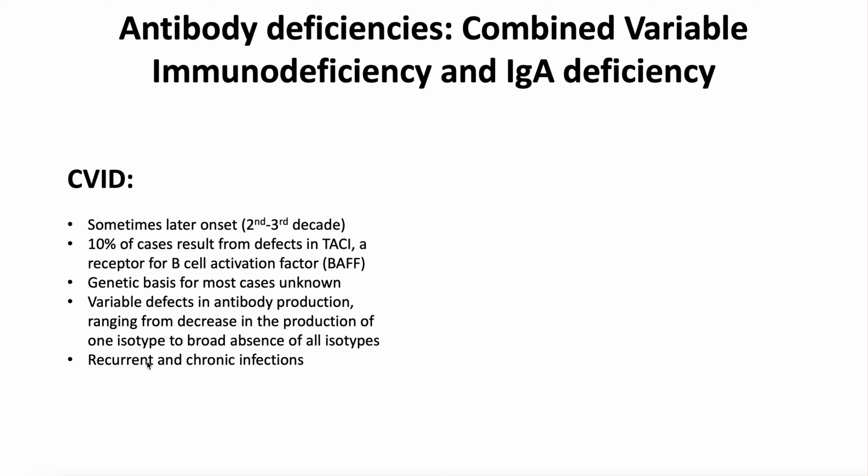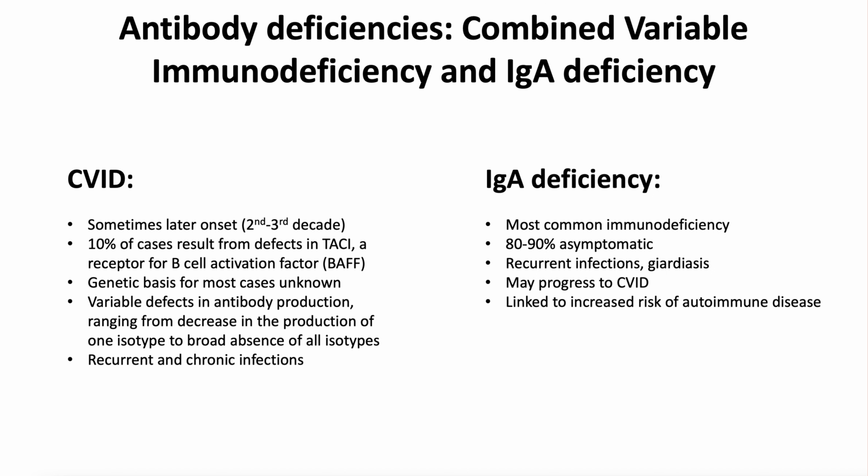And this is a variable disease as indicated in the name. Sometimes this can result in an absence of all antibody isotypes. Sometimes this can result in an absence of one or two antibody isotypes. And if you have this disease, you're susceptible to recurrent and chronic infections and require immunoglobulin infusions to ward off these infections.